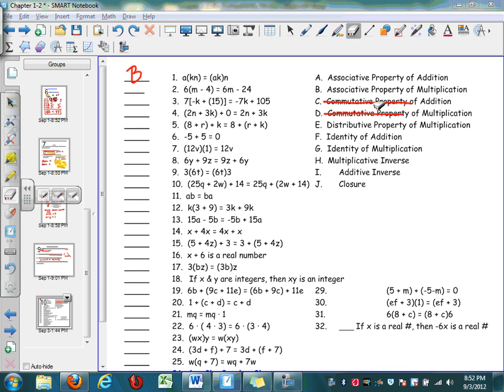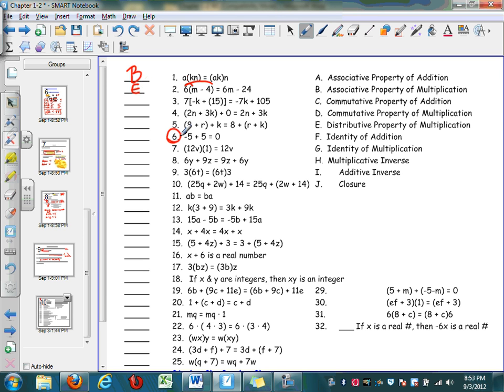Now, the next one is going to be 6 parentheses m minus 4 is equal to 6m minus 24. How did I go from 6 to 6m? Well, I'm going to write that. And then how did they go from 4 to 24? Well, they multiplied. So what property is that? Well, it's a dead giveaway. It has to be the distributive property. I'm sure many of you got that. Now, let's move on down to number 6.